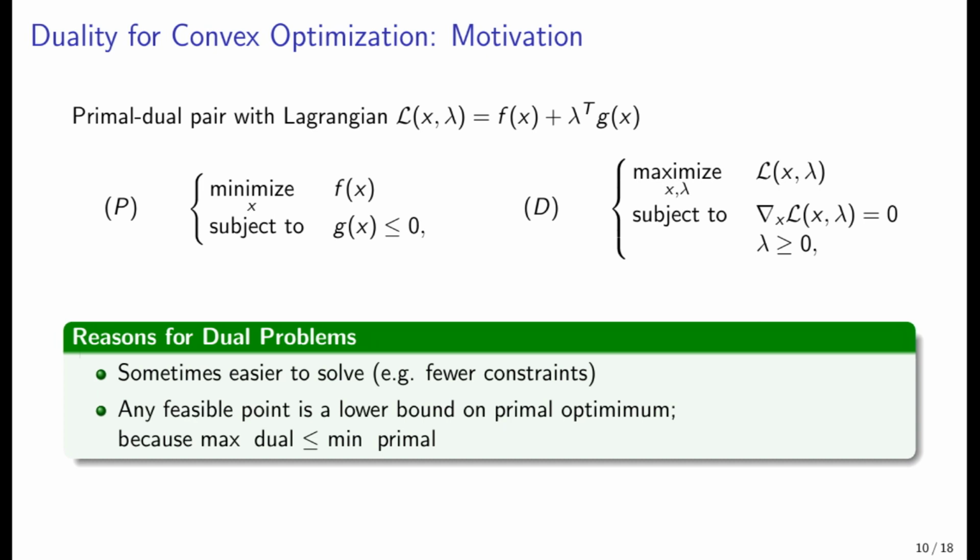And the reason we have dual problems is that sometimes they're easier to solve. They can have fewer constraints. And the second reason is that any feasible point, not necessarily the maximum, but any feasible point will be a lower bound on the primal optimal solution. And that plays a very important role in limiting the search that we do for integer optimization problems later on.